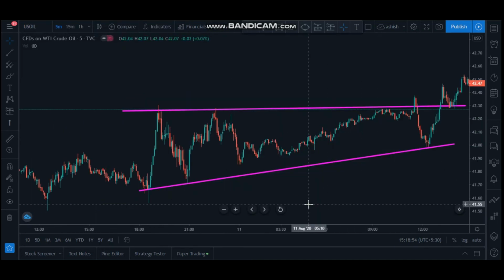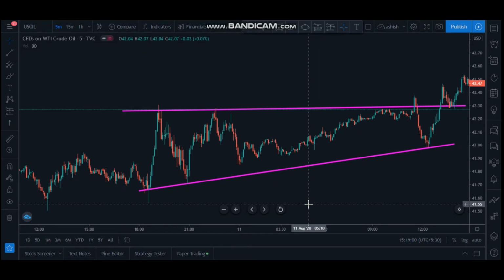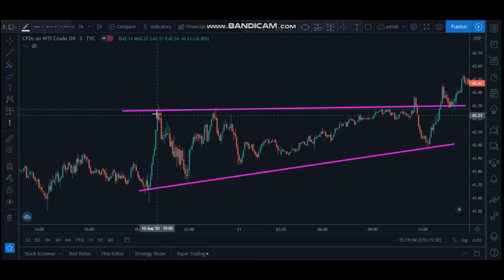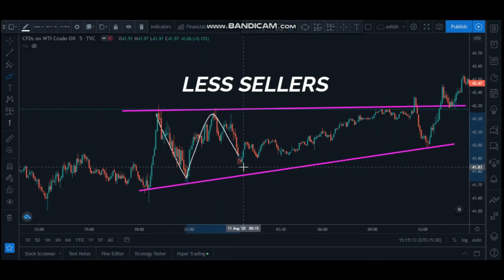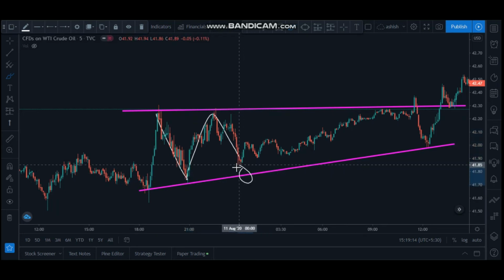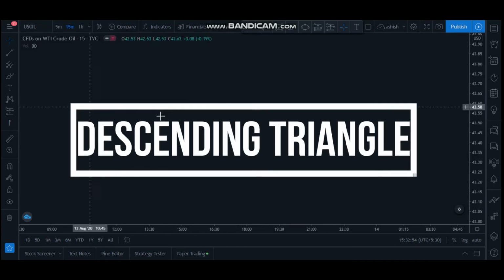So let us look at the triangle pattern from a buyer and seller point of view, because in the market they are the only two people present. When you look here, sellers brought the market this low, but again the market took support here and went up. But the second time the seller did not bring the market till here, this trend line. The buyers came into the market and took the market upward, and then again a support and then a breakout.